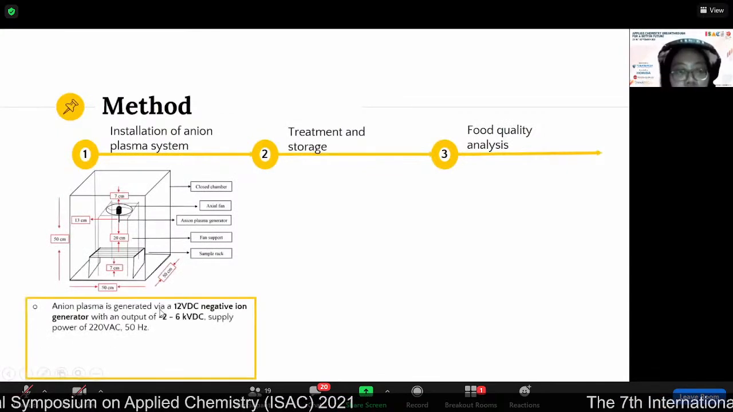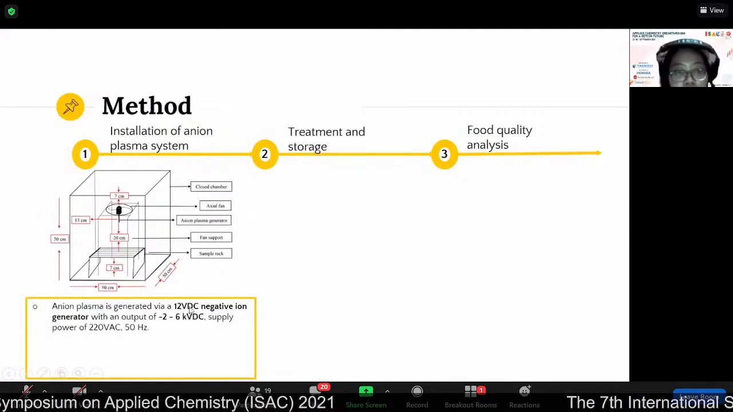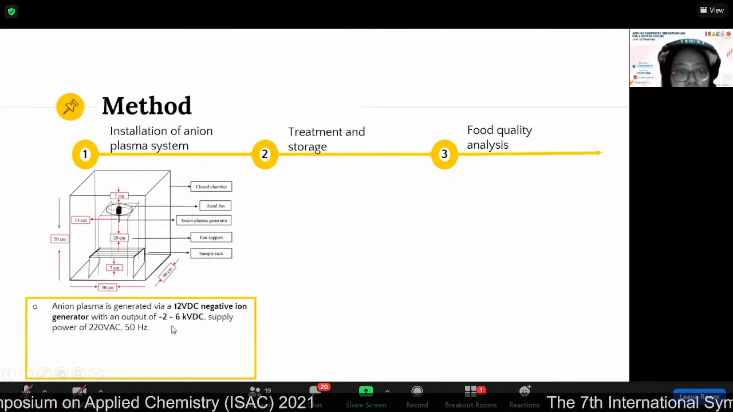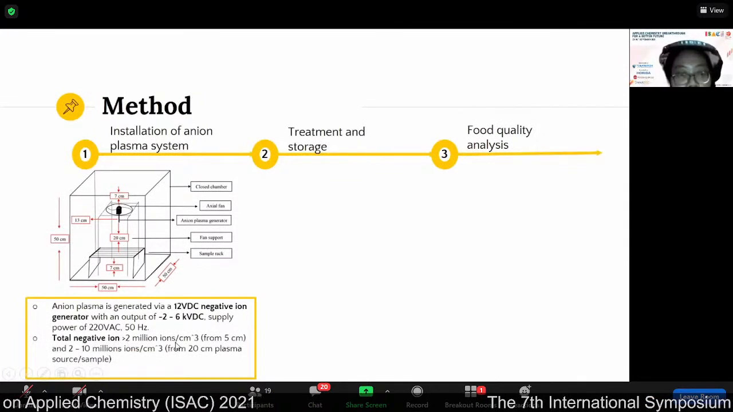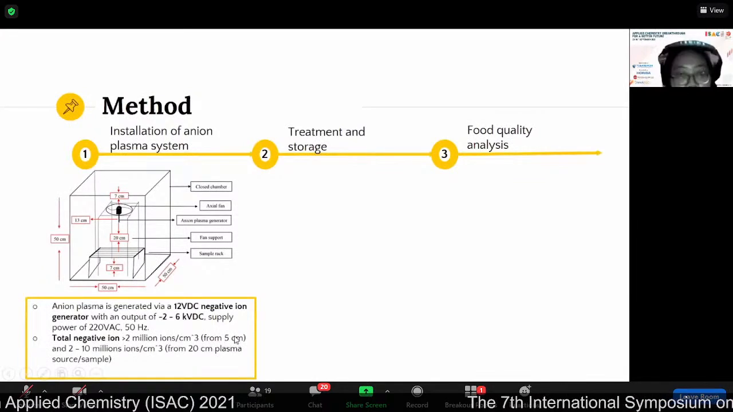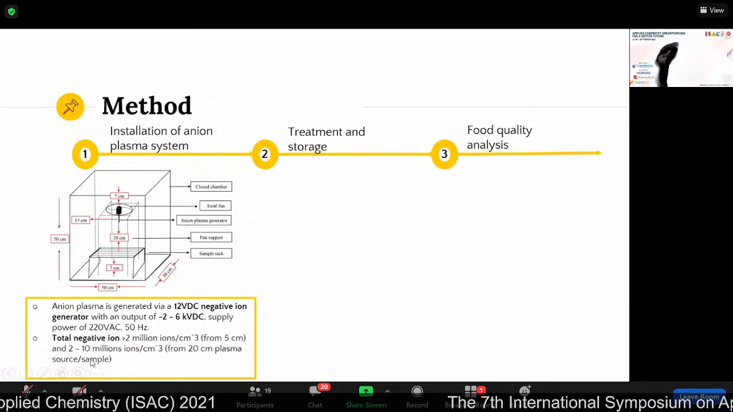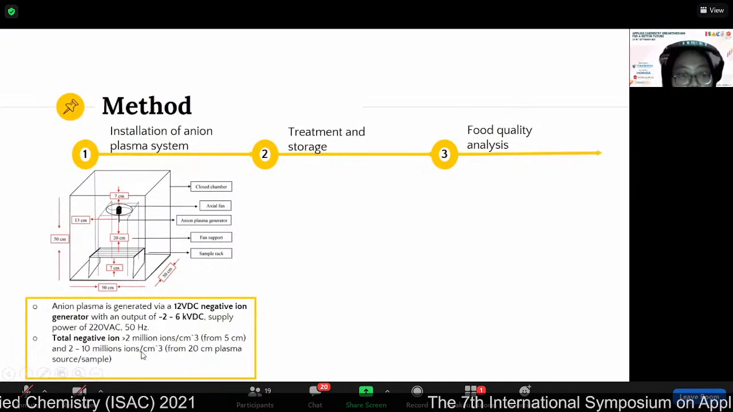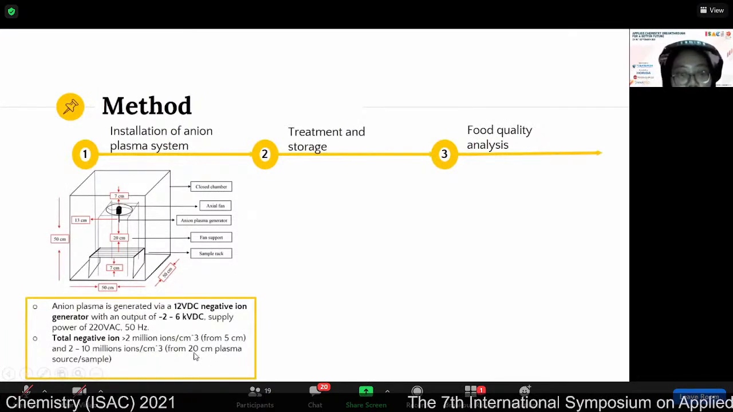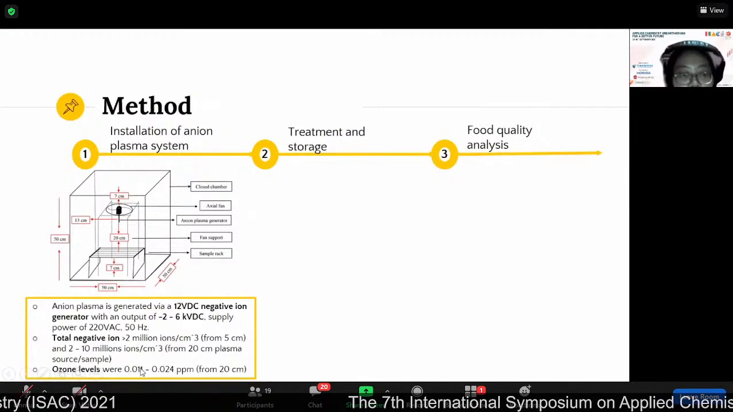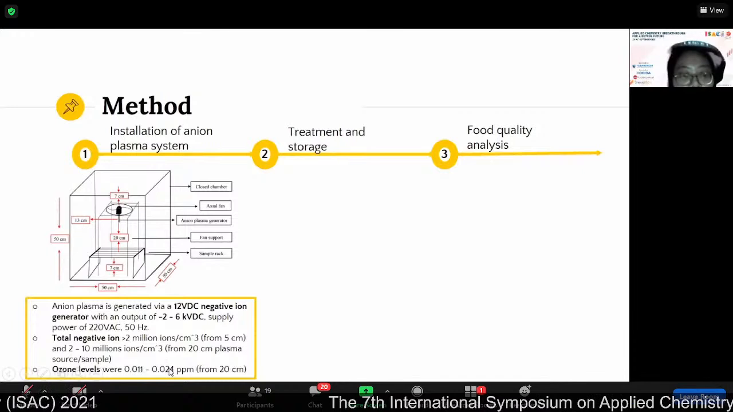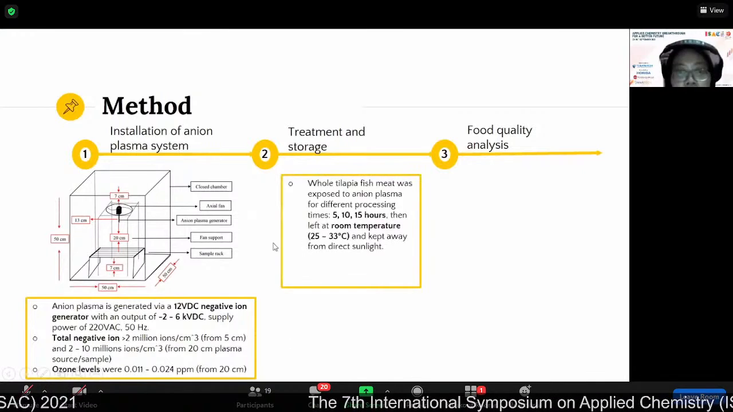NM plasma is generated via a 12-volt DC negative ion generator that produces total negative ions of more than 2 million ions per cubic centimeter from 5 centimeters from the plasma source, and up to 10 million ions per cubic centimeter from 20 centimeters. And the ozone level was around 11 to 24 ppm.